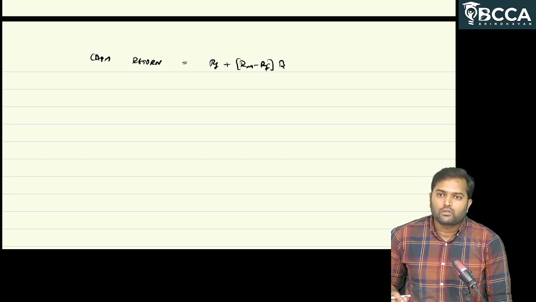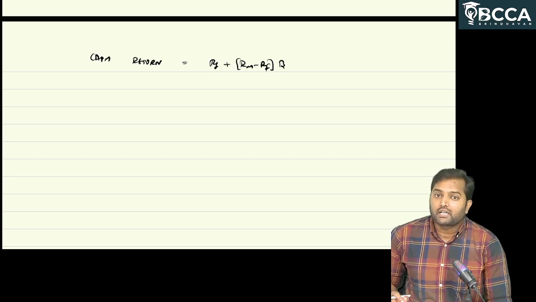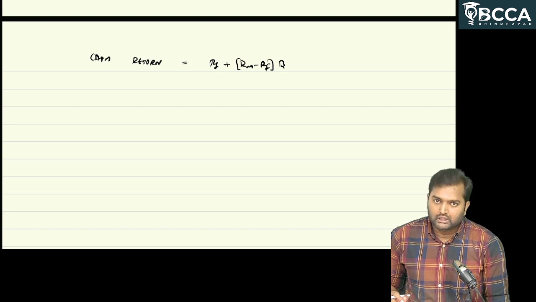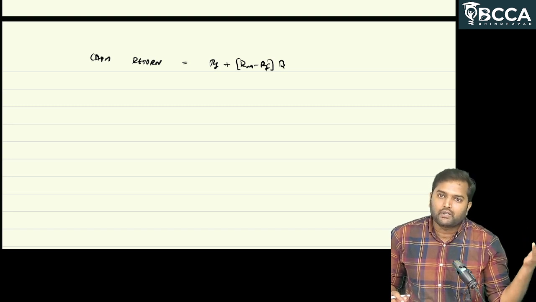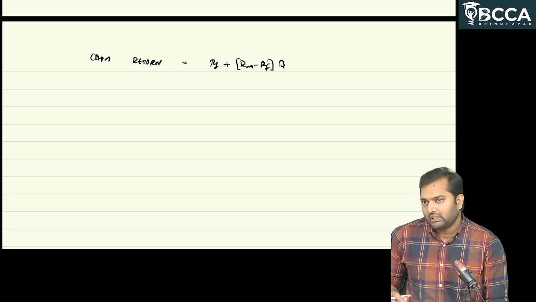CAPM return is also known as equilibrium return. Sometimes we call it expected return. Sometimes we call it required return. So this is the return which is required by the investor. If beta is equal to 1, then RF will get cancelled. Then expected return will be equal to RM. Nothing but the investor would be expecting RM.